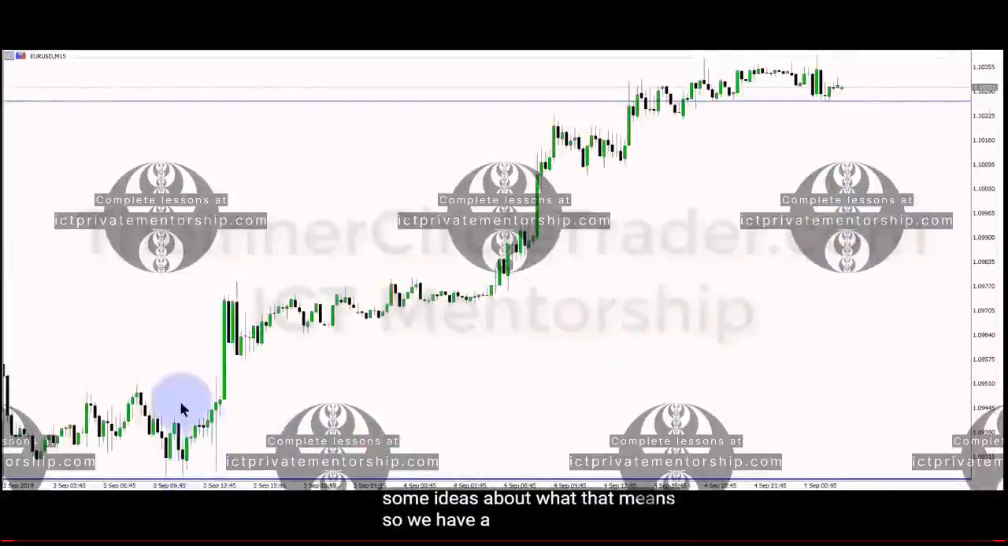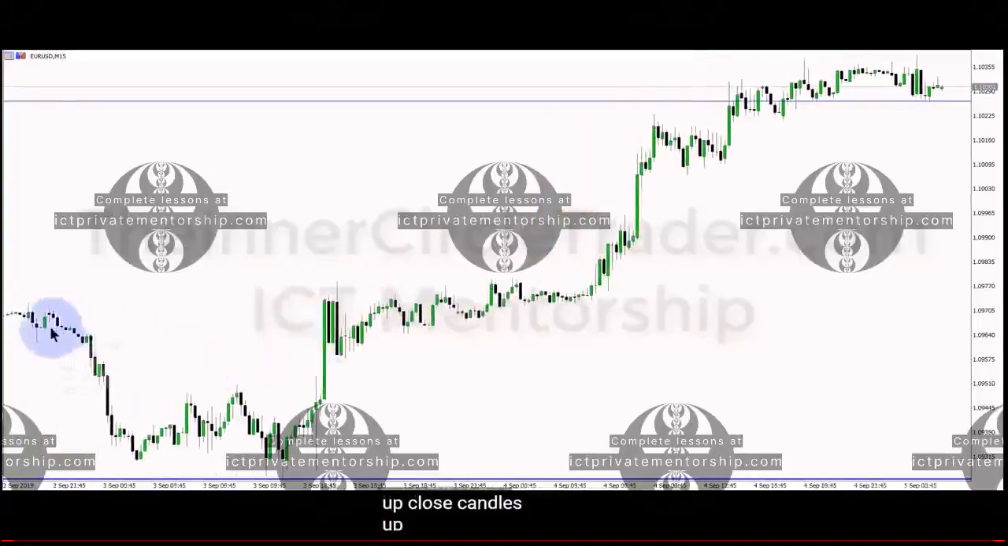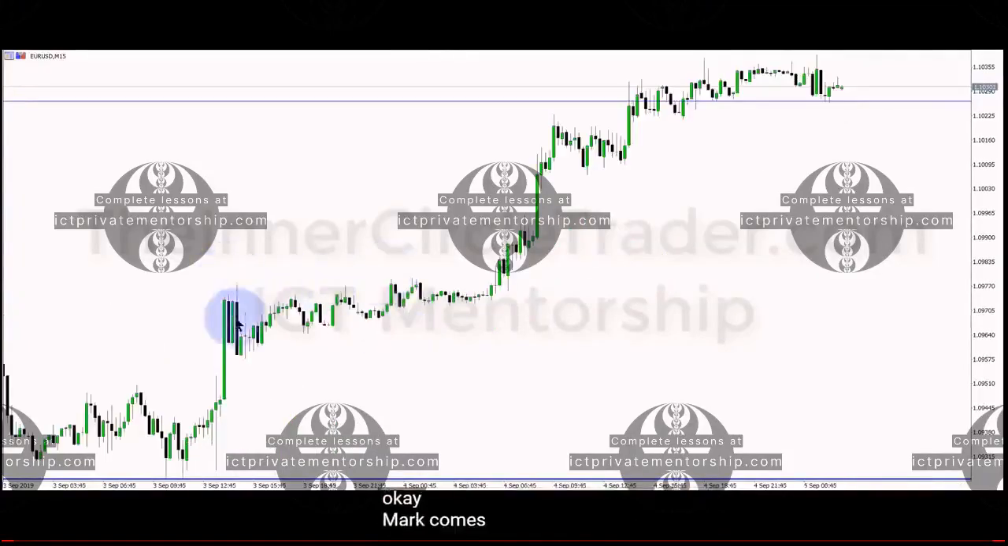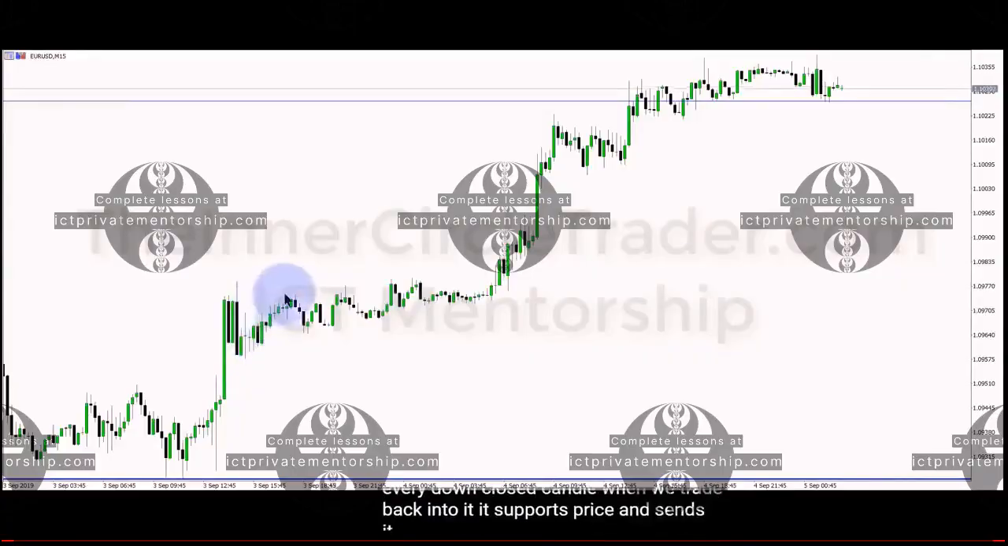So we have a smart money reversal here, and then from that point on we want to see up close candles over here, up close candles being smashed through. Market comes down, trades into a bullish BISI, buy side imbalance, sell side inefficiency, fair value gap. Price starts to go higher. Every down close candle, when we trade back into it, supports price and sends it higher.